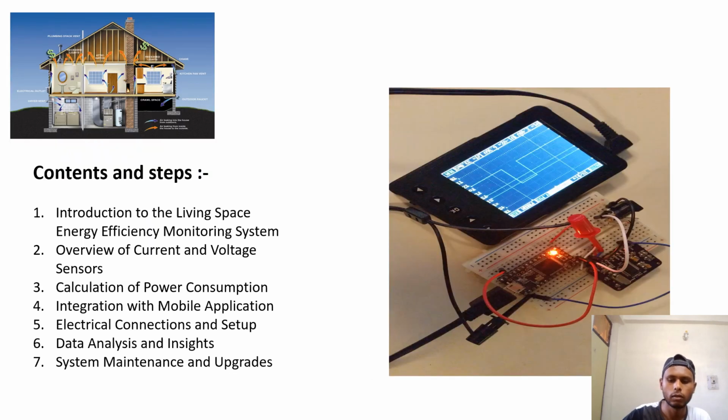So, let's begin. In these contents, I will go stepwise. First, I will introduce the theme of living space energy efficiency monitoring system, and I will provide some overview on current and voltage sensors. Then I will calculate the power consumption. Then after integrating with a mobile application using electrical connections and setup, I will give some data analysis which ultimately can provide some insight.